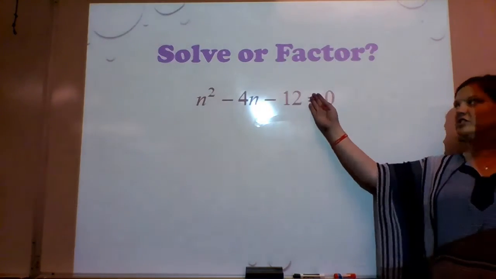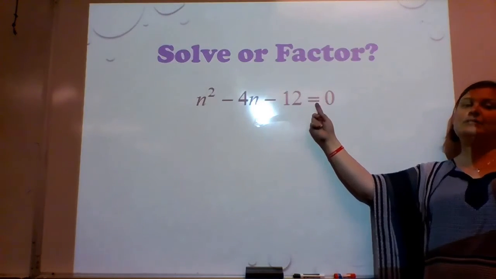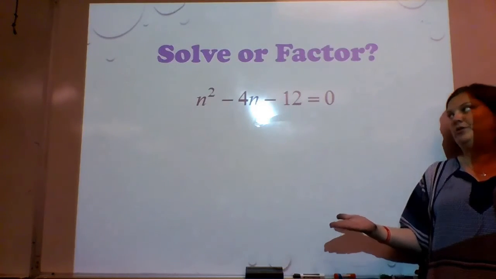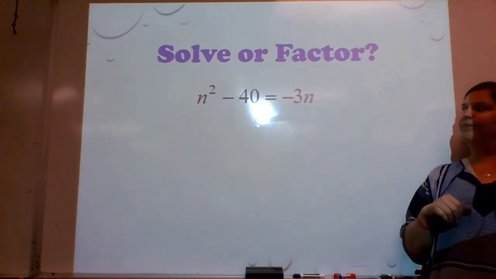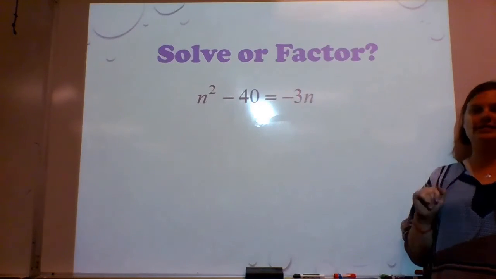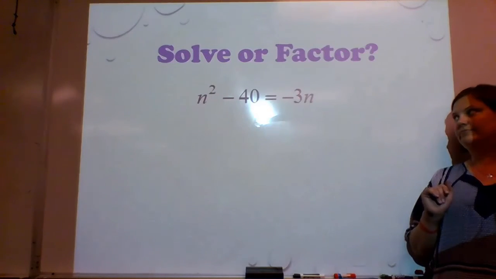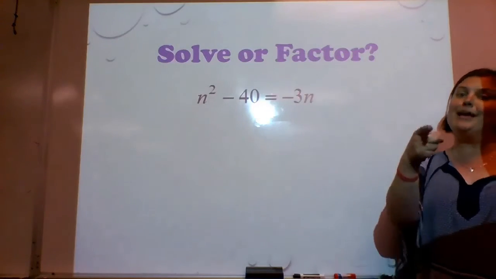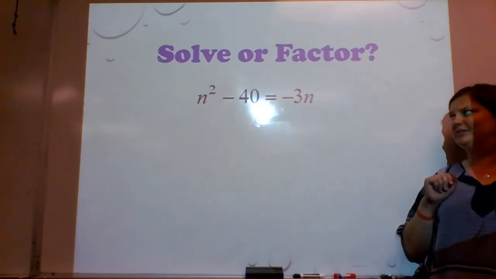I hope you said solve, because look, there's an equal sign. So now I need to know n equals something. It's going to have a value to it. What do you think about this? Solve or factor? I'm not asking how to do it. I'm just asking, what do you think I should do? Solve it or factor it? If you said solve it because there's an equal sign, you would be correct. Good job.